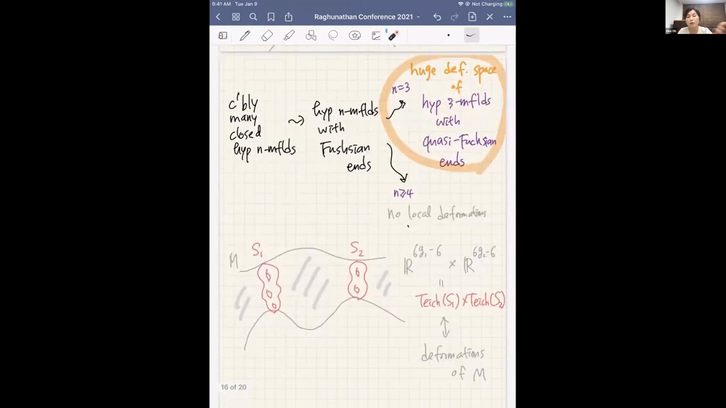So we have a Fuchsian end, and for hyperbolic three-manifolds, when n is equal to three, there's a huge deformation space of this manifold, which gives the hyperbolic three-manifold with quasi-Fuchsian ends. And for higher n, it's known that there is no such thing. There's no local deformation, by a theorem of Kerckhoff and Thurston.